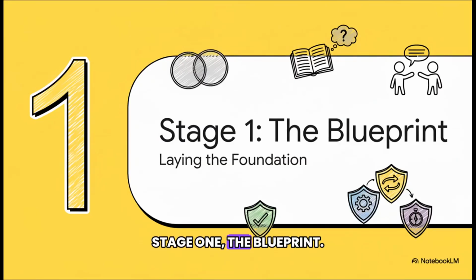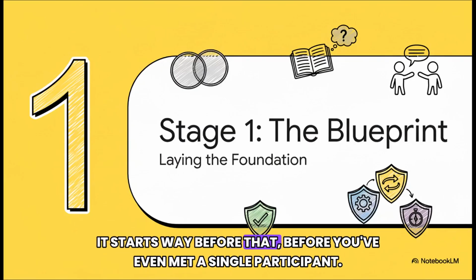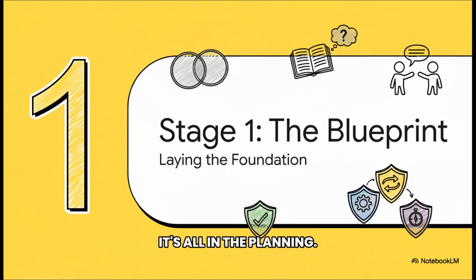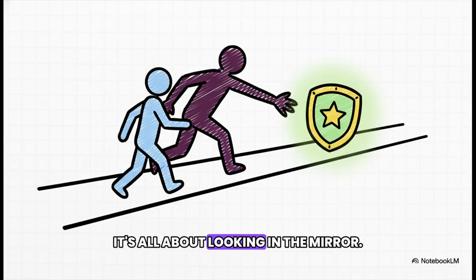Stage 1, the blueprint. And I can't stress this enough. This part is so critical. Building trust in your research doesn't happen when you're analyzing data. It starts way before that, before you've even met a single participant. It's all in the planning. And what's the very first thing you need to plan? It's all about looking in the mirror.